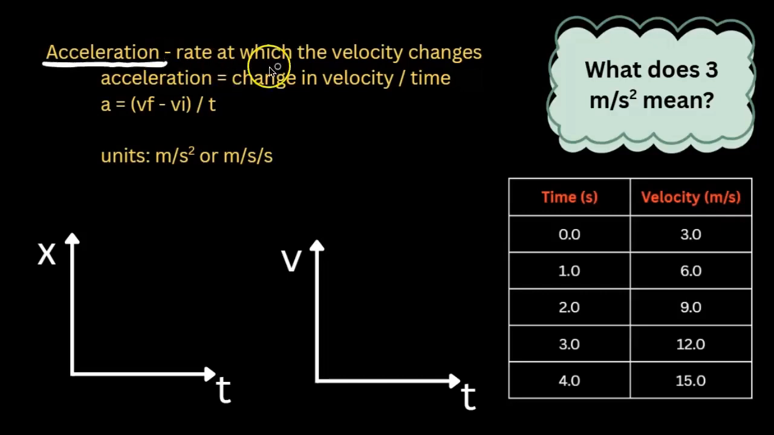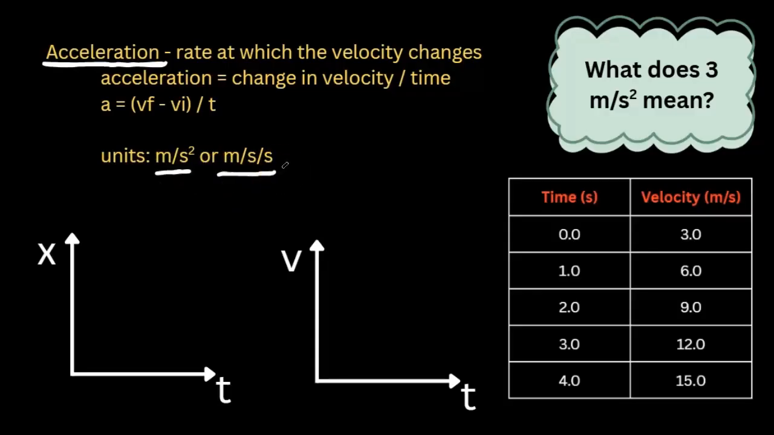So acceleration is the rate at which the velocity changes. Acceleration can be calculated from the change in velocity divided by the time. The symbol for that equation is a = (v final - v initial) / t, all divided by the time. The units for acceleration is meters per second squared or meters per second per second.